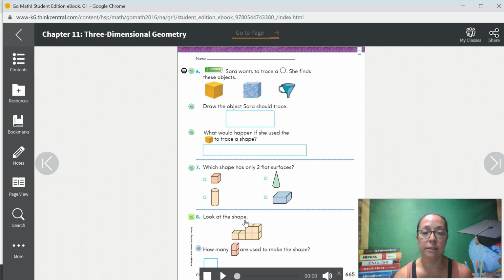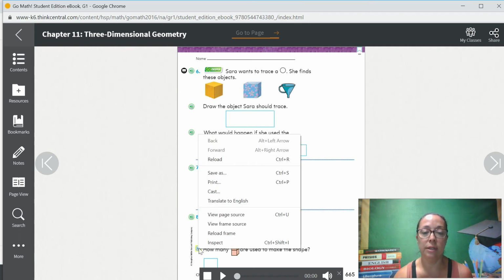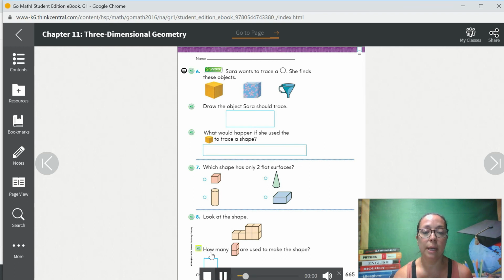8. Look at the shape. Okay, mira esta forma bien. Look at this one very carefully. All right. And now, oops, sorry about that. How many double cubes are used to make the shape? ¿Cuántos cubos dobles se usaron para hacer esta forma?